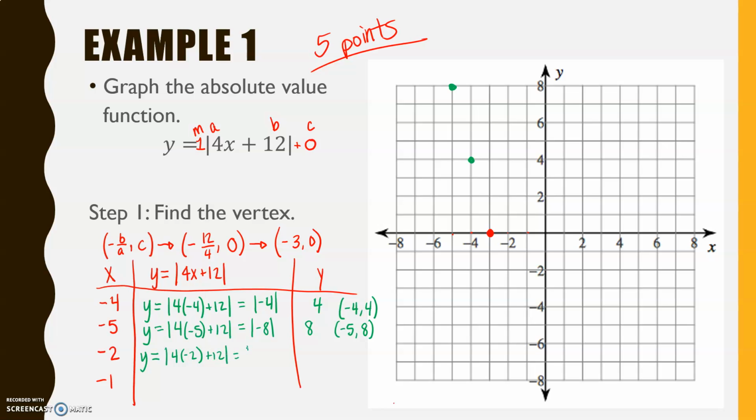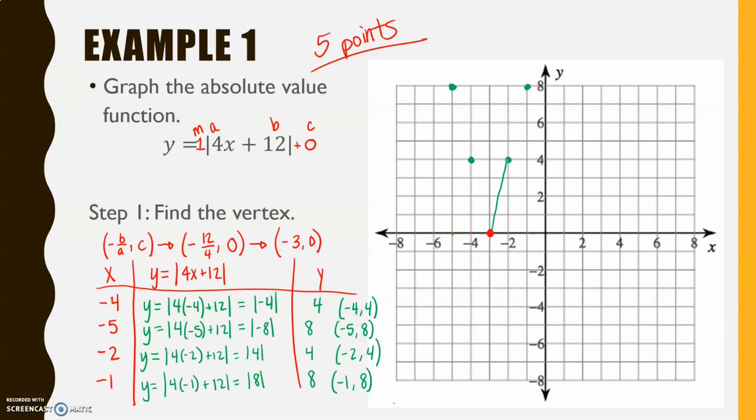I'd get negative 8 plus 12, which is positive 4. And then plugging in negative 1, I would get positive 8. It is not required to write the ordered pair. I'm just doing that to kind of show you how I'm getting these points. I'm getting that by taking my x value and my y value. You are required, though, to show your table with at least 4 points in it. If you want to put more in there, you can. So negative 2, 4 would go here. Negative 1, 8 go here.